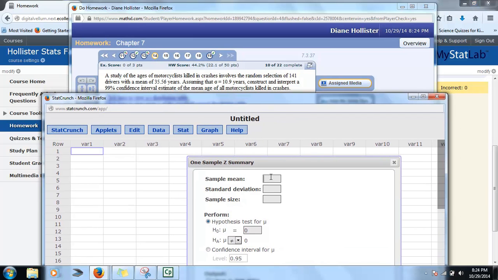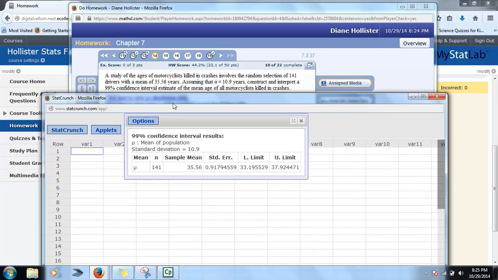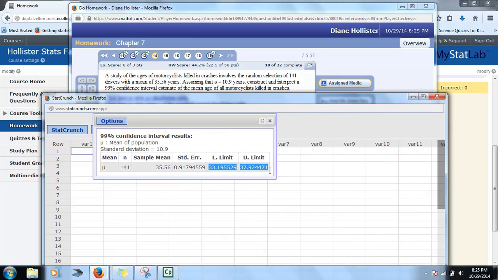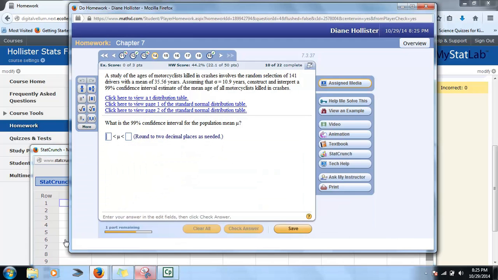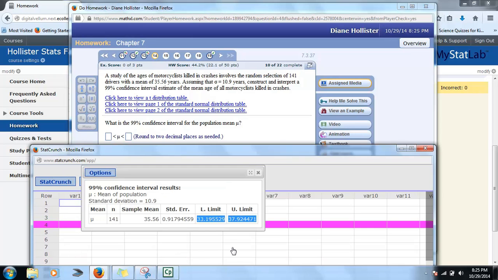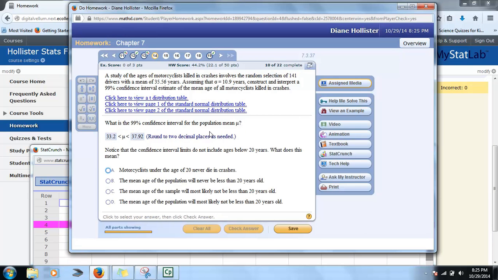We have the sample mean is 35.56. The standard deviation is 10.9. And the sample size was 141. We are trying to determine the 99% confidence interval. We're going to go ahead and click compute. And we can see that it's from 33.1955 to 37.92. We check, it says to round to 2 decimal places. So let's see, 33.20 to 37.92. Again, be careful how you round, and then answer the appropriate question about the concept.